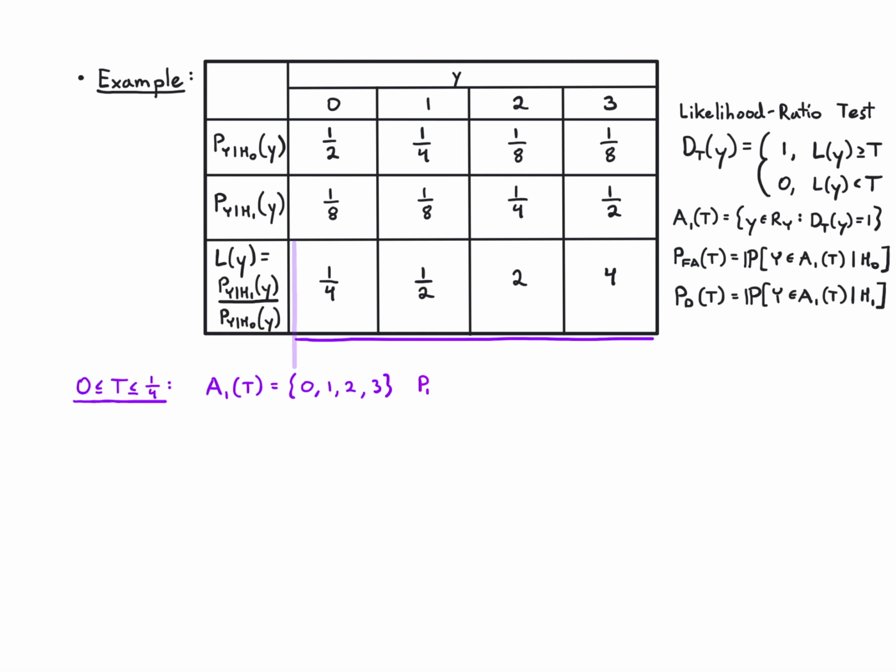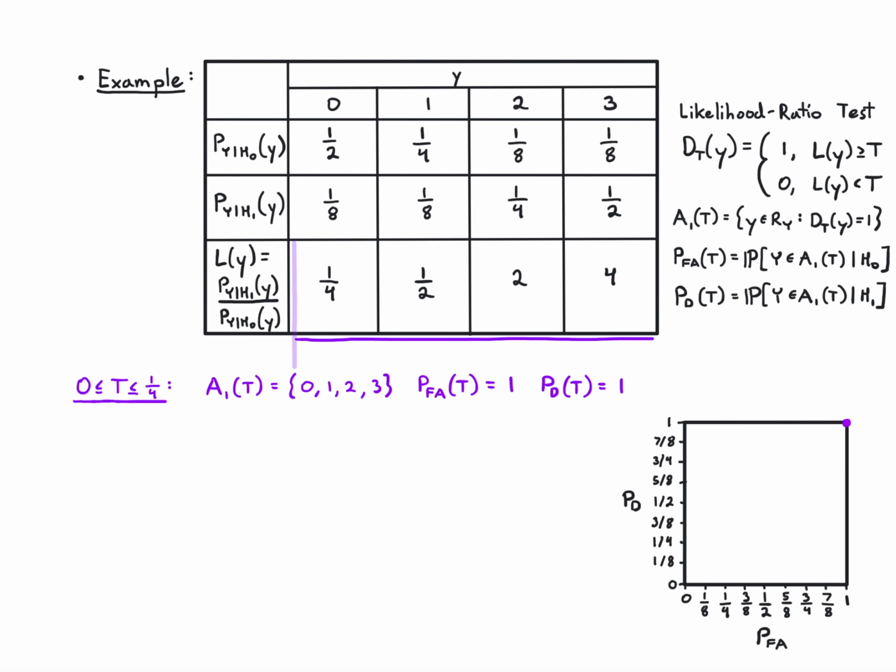Okay, so now I can figure out my probability of false alarm. I'm just going to add up all of the values that correspond to that. That's going to be 1. And probability of detection is also going to be 1 because I add up all the values that correspond to it and I get 1. So I have this point here. Okay, so here's my ROC curve.